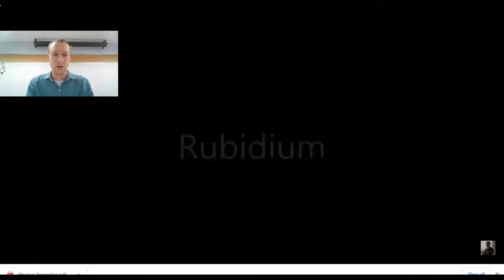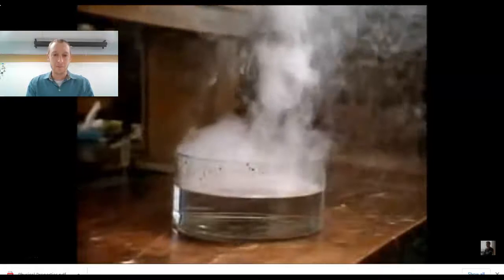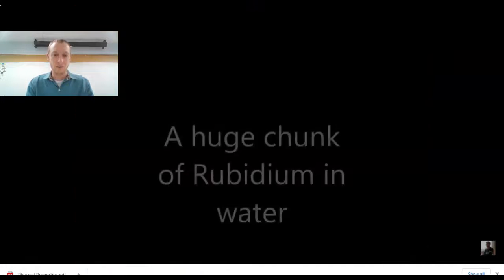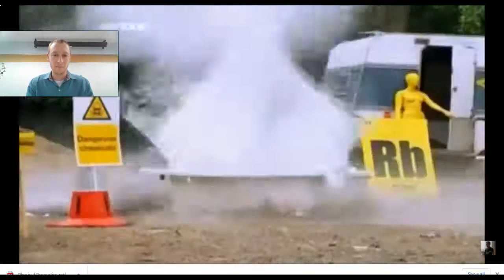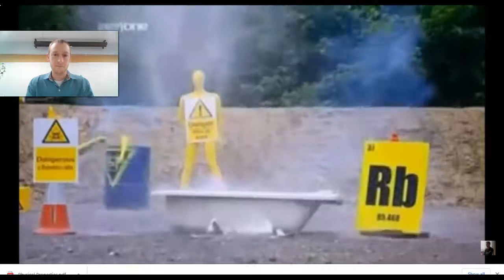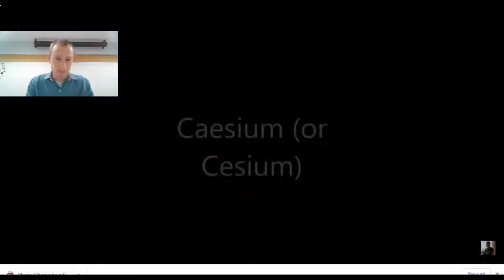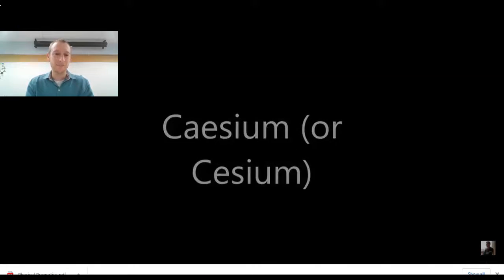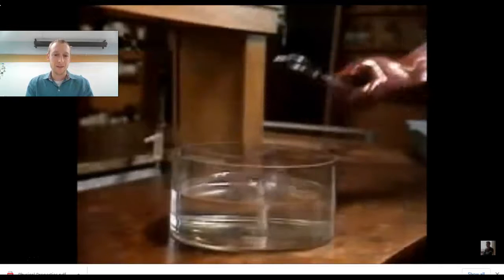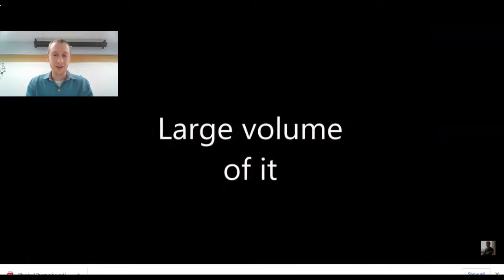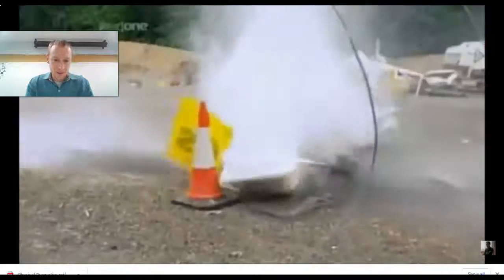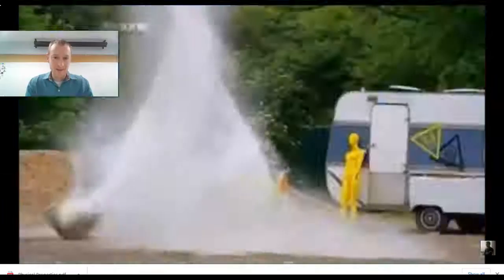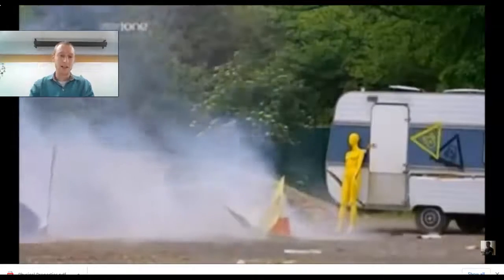Rubidium, an element I have not heard of. Whoop. Pretty reactive there. Smoke, bubbles, fire. Big chunk of rubidium in water? This can't be good. Yeah. Blew a hole right in that bathtub. Cesium. Oh my gosh. Very reactive element. How about a lot of it? Uh-oh. I'm gonna blow a hole in this whole bathtub. Yeah, pretty reactive element.